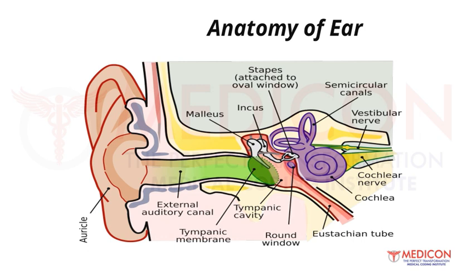Connecting all these parts is a network of nerves and channels that send signals to the brain, allowing us to interpret sounds and maintain our equilibrium. Understanding the anatomy of the ear not only helps us appreciate how hearing works, but also highlights the importance of each part in our overall sensory experience and balance.